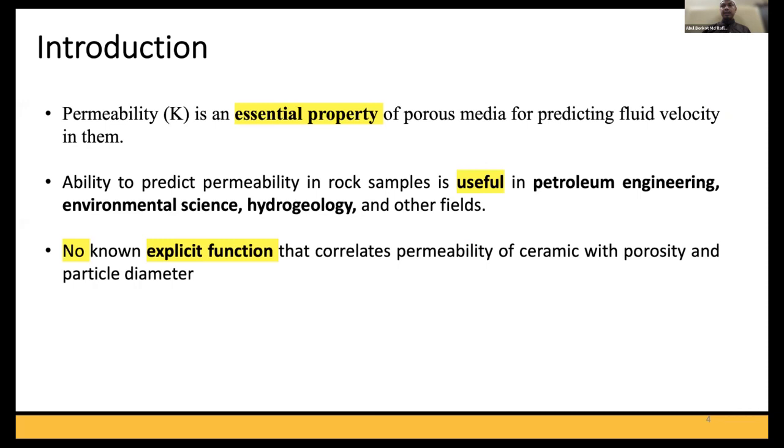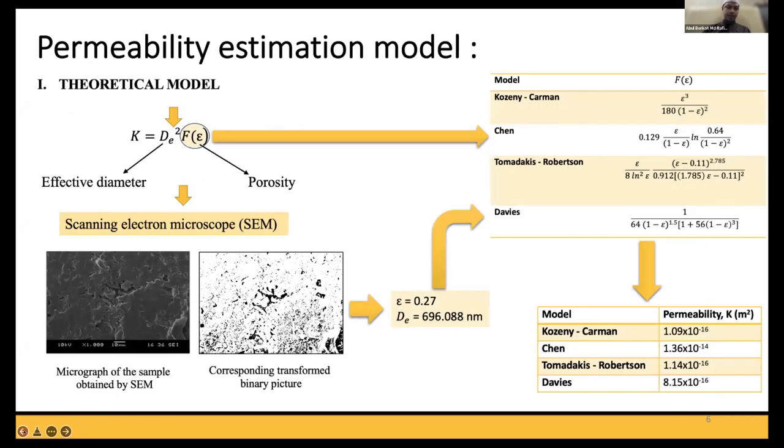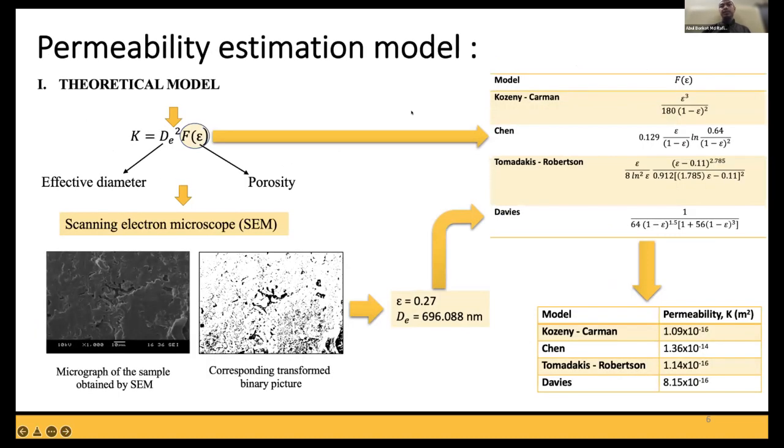of a ceramic tile. So let's go to a little bit of background. From the water table and groundwater, the water travels to the vadose, or unsaturated zone, which is characterized by the Richards equation. One of the parameters of this equation is the permeability, and that's why we need it. When water falls on the top surface of a tile, the permeability needs to be known for the characterization of that.